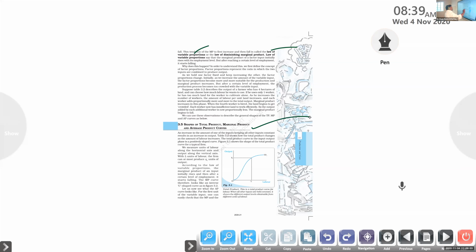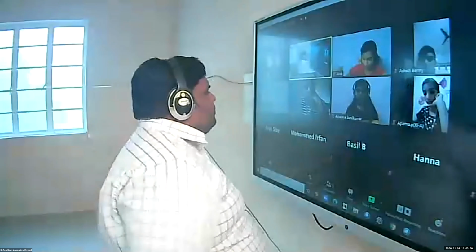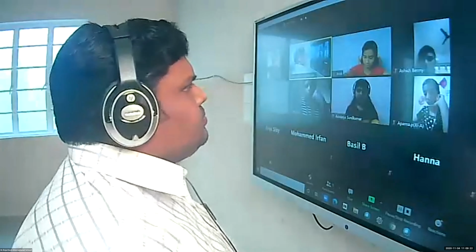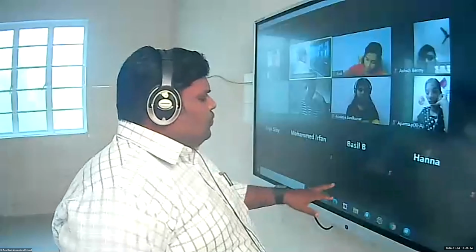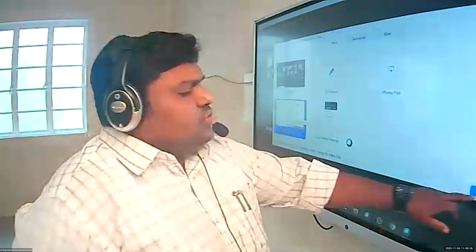Then we started the discussion on the shape of the curves, the marginal product and average product curves. We know that it's an inverse U-shaped curve. This is the last topic we discussed. Are all these things clear or not? Any doubts? Don't move forward with doubts in your mind. To learn this properly, if doubts are there, you can ask me.